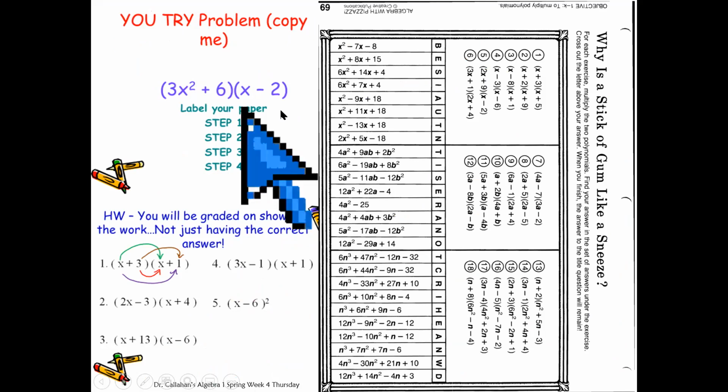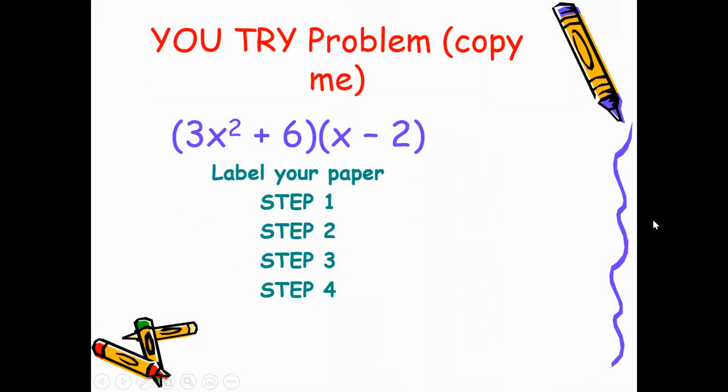All right, so let's go ahead and practice with this a little bit. Let's take a look at this "you try" problem right here, okay? We're gonna go ahead and get started with this. Remember your step 1: first, outer, inner, and last. First is going to be 3x squared and x, which is 3x to the third power.